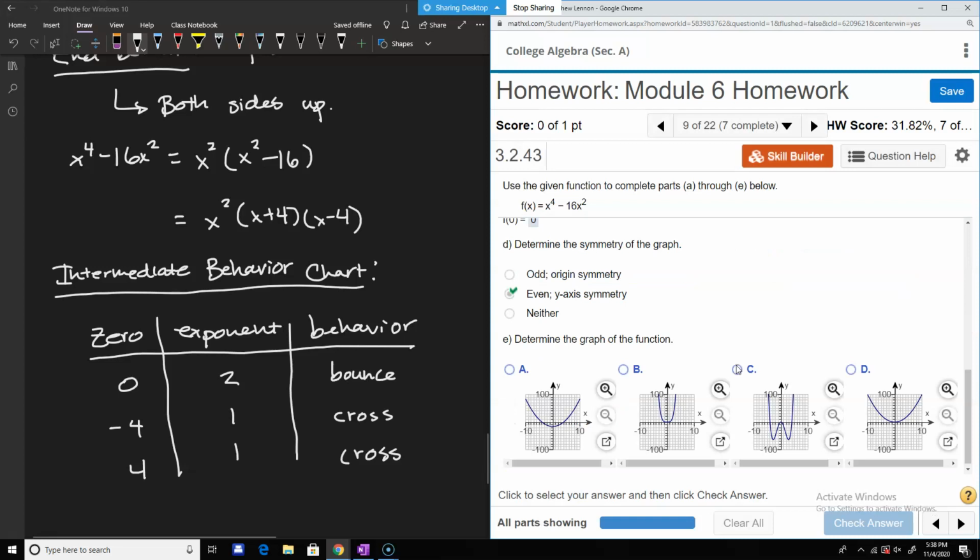And then what is the graph? We actually don't have to input it here. We know it's going to bounce at 0 and cross at positive 4 and negative 4. A doesn't bounce at 0. B doesn't cross at positive and negative 4. C is exactly what we're looking for: it crosses at negative and positive 4 and bounces off at 0. And D doesn't cross at plus and minus 4. So C is our choice for the graph.